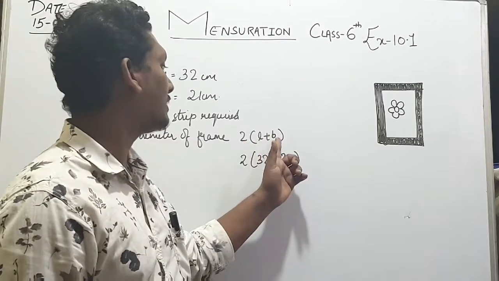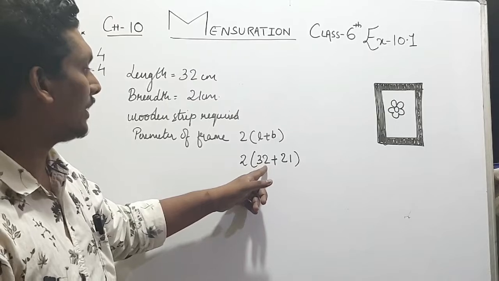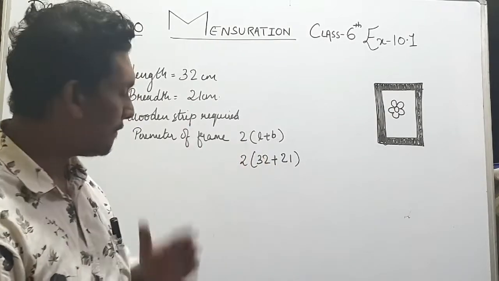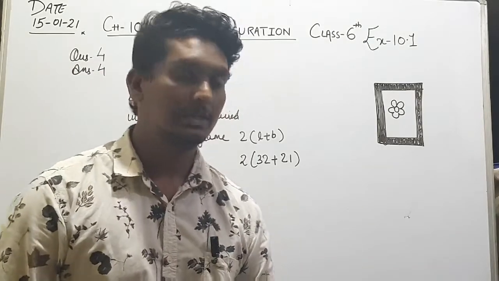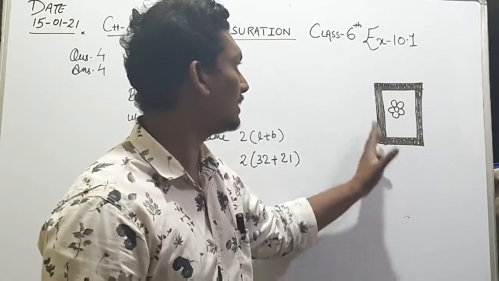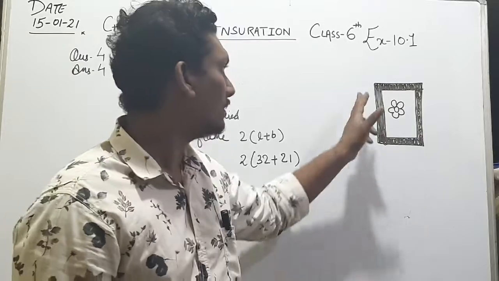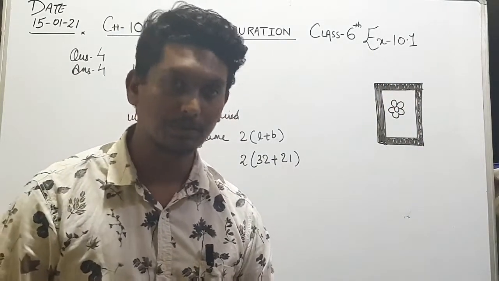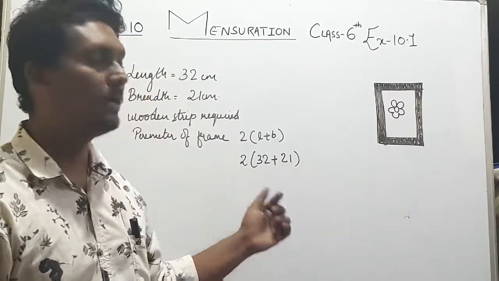So 2 into (L plus B), where 32 is the length plus 21 is the breadth. Add these, multiply with 2 and get the answer. This is the photo frame, and this is the wooden strip required. Wooden strip is required on all the sides, that's why we are finding the perimeter in this question. So 2 into (32 plus 21): add the numbers, multiply by 2.